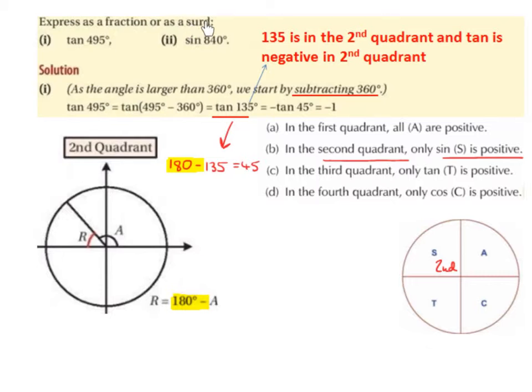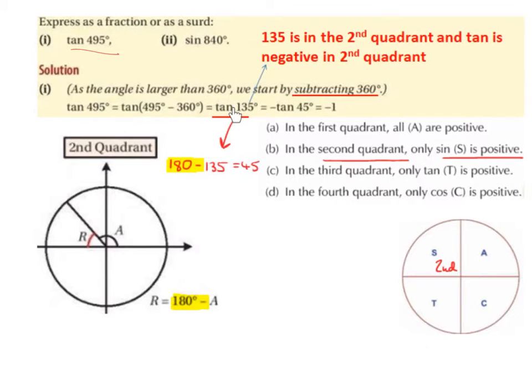Express as a fraction or a surd: tan of 495 degrees, sine of 840 degrees. Okay, so let's start with tan of 495 degrees. As the angle is larger than 360 degrees, we start by subtracting 360 degrees. So tan of 495 degrees is going to be tan of 495 degrees minus 360 degrees, which is 135 degrees.